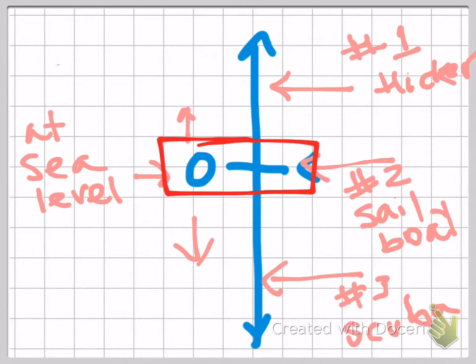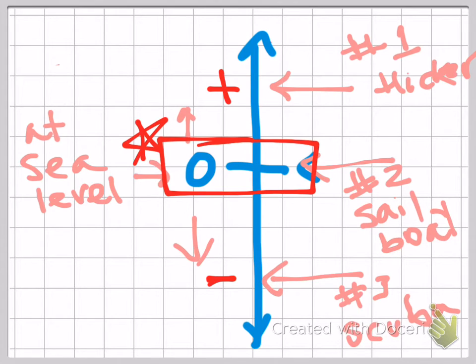Now, in this example, which numbers would mean above sea level? Those would be your positive numbers. So the hiker would be in the positives. And in this example, what kind of numbers do you see below sea level? Would be the negatives. So the scuba diver's numbers would show in the negatives. And on a number line, what does it mean to be at sea level? Remember, it is 0. At sea level represents 0.